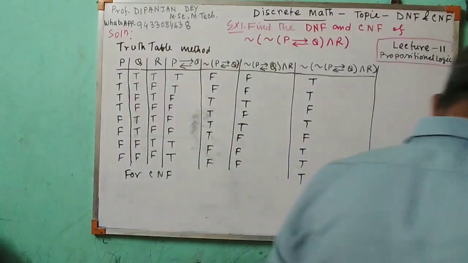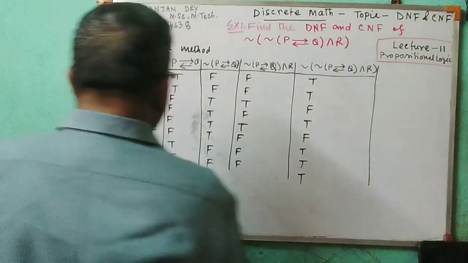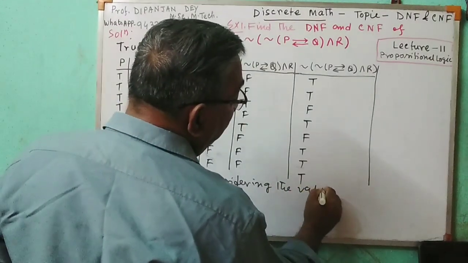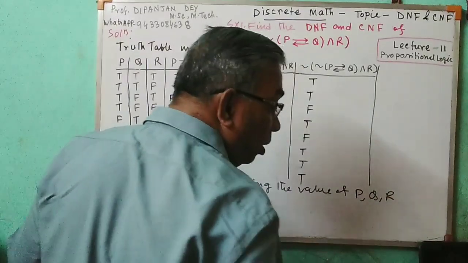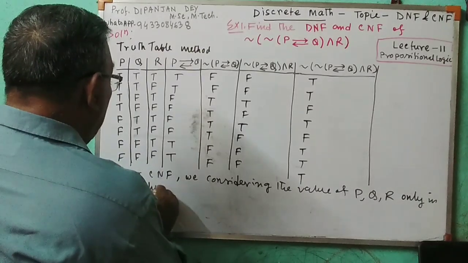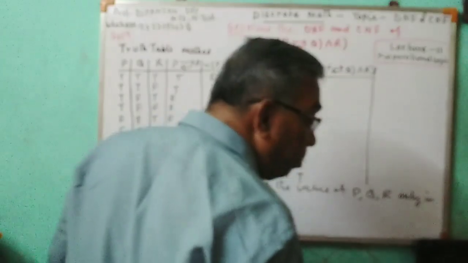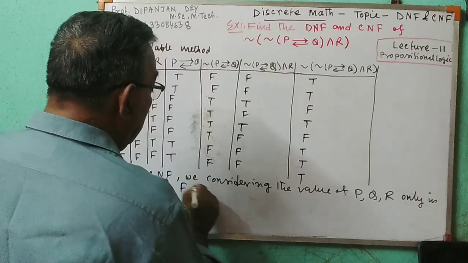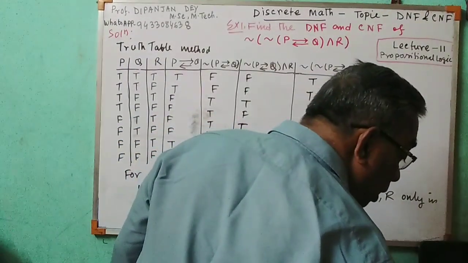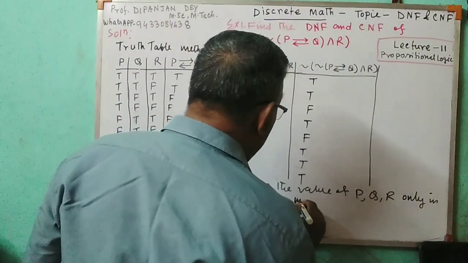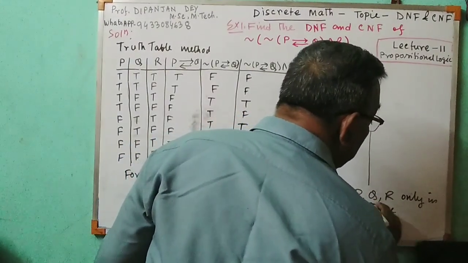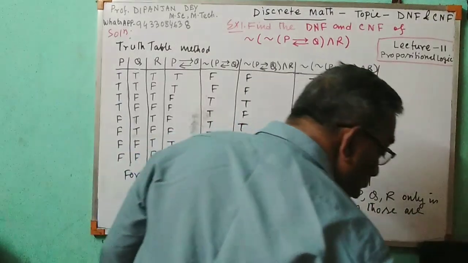For CNF, here we are considering the value of P, Q, R only in which the last column is false. Those are the third and fifth row.